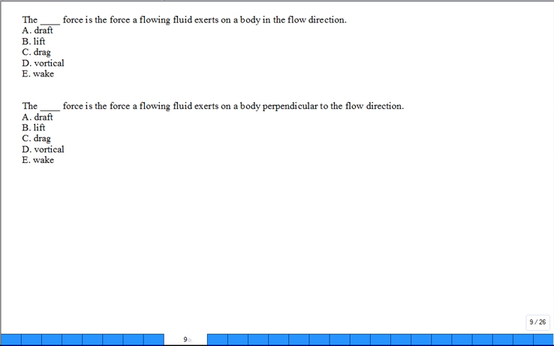The blank force, the drag, the lift, the draft, the vertical or the wake force is the force a flowing fluid exerts on a body in the flow direction. Which force is that? C. And the blank force is the force a flowing fluid exerts on a body perpendicular to the flow direction. Lift.